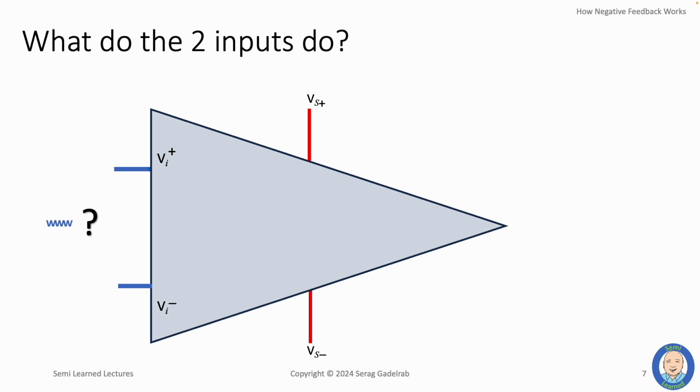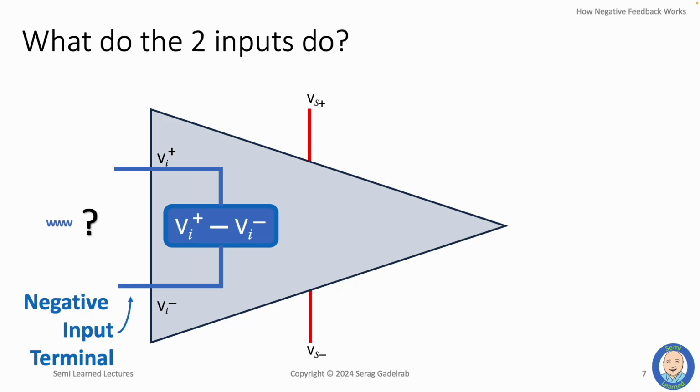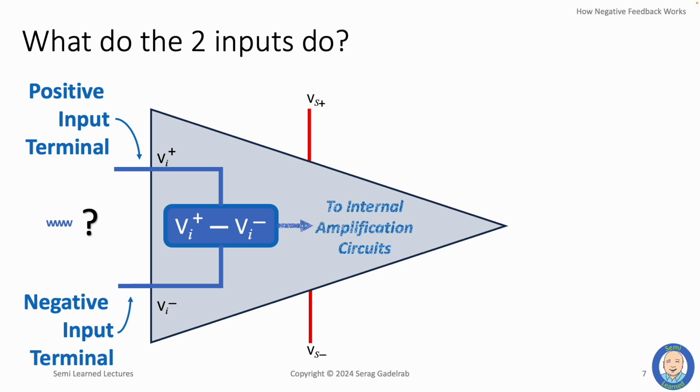Operational amplifiers are designed to amplify the difference between two different signals. When two different signals are applied to its two input terminals, the op-amp will first subtract the signal that appears on the negative input terminal from the signal that appears on the positive input terminal, and then it will amplify the difference between these two signals.